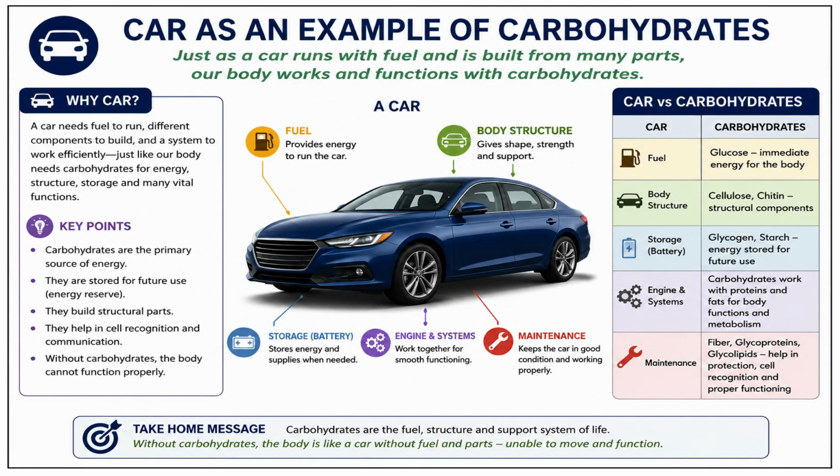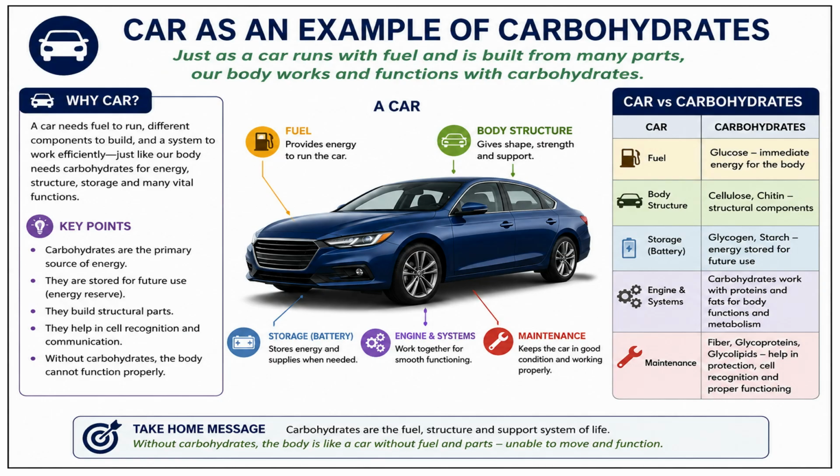Car as an example to understand carbohydrates. A car can be used as a simple analogy to understand the importance of carbohydrates in our body. Just as a car needs fuel to produce energy and move, our body needs carbohydrates as an important source of energy. Glucose, a simple carbohydrate, is commonly used by cells to produce energy in the form of ATP. A car also contains different components that work together to maintain its structure and function. Similarly, carbohydrates have important structural and functional roles in living organisms.